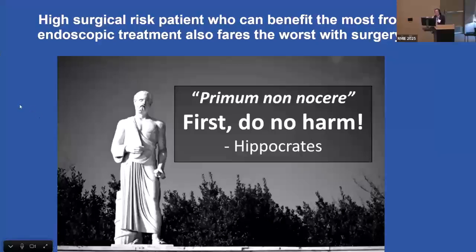Because we have all these wonderful tools now, and they embolden us to push the envelope, but we must always remember and stay very humble that the high surgical risk patient who can benefit the most from what we can offer them with endoscopy, these are the very same patients who fare worst with surgery, primum non nocere.